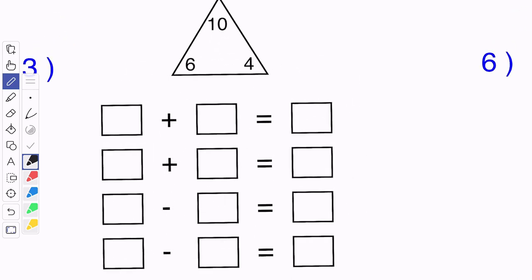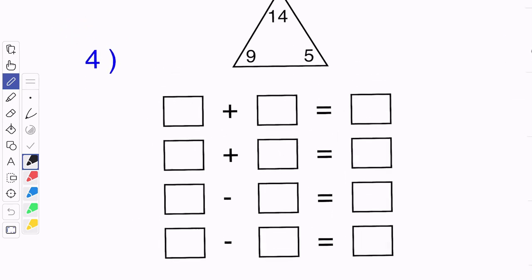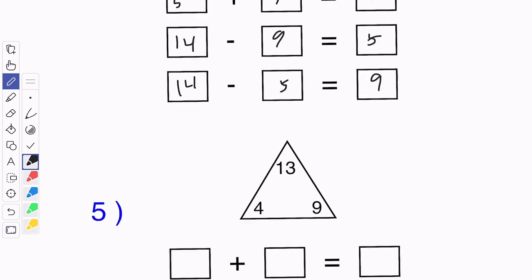Out of 6, 4, and 10, 10 is going to be the biggest. 6 plus 4 is 10, 4 plus 6 is 10, 10 minus 6 is 4, 10 minus 4 is 6. For 9, 5, and 14, we're going to put 14 over here. And here, 9 plus 5, 5 plus 9, 14 minus 9 is 5, 14 minus 5 is 9.